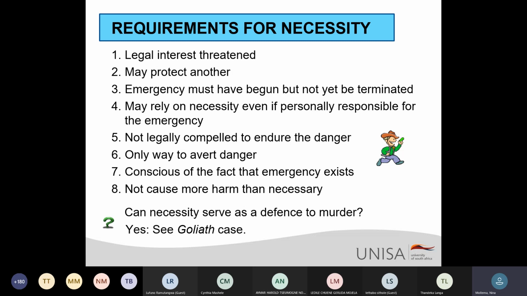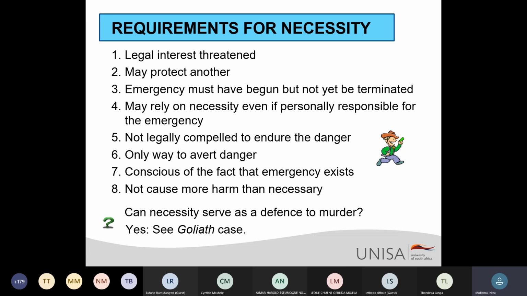necessity. Here again, you must be conscious of the fact that the emergency exists. That is just logical. I mean, you're not going to react to something if you're not conscious that the emergency exists. You must not cause any more harm than necessary, similar to private defence as well. And we've already discussed this.